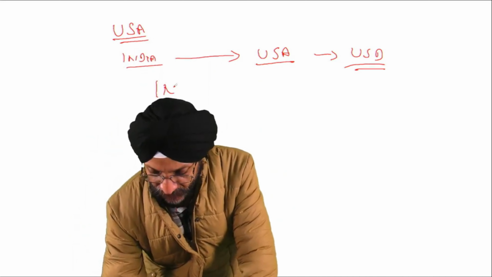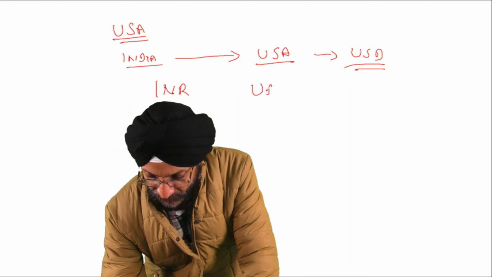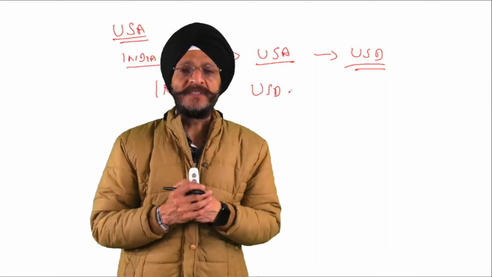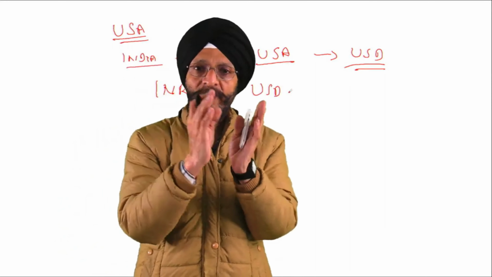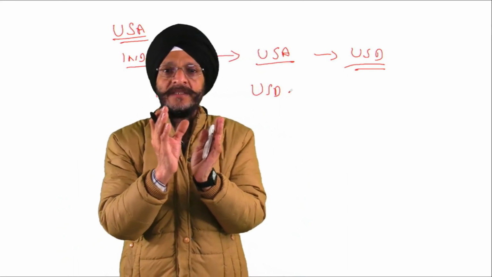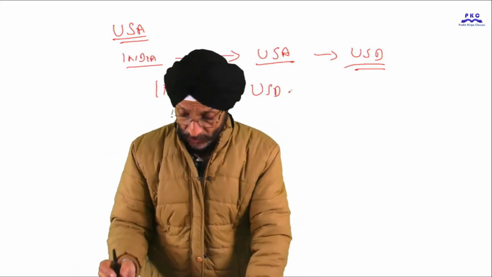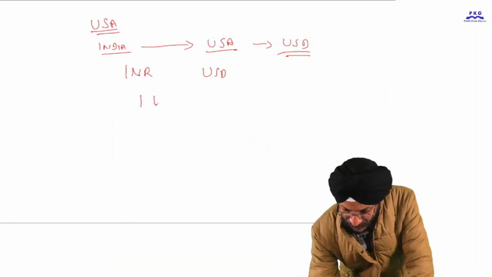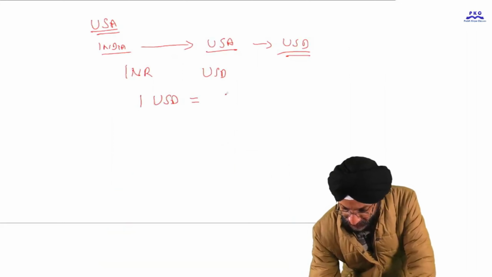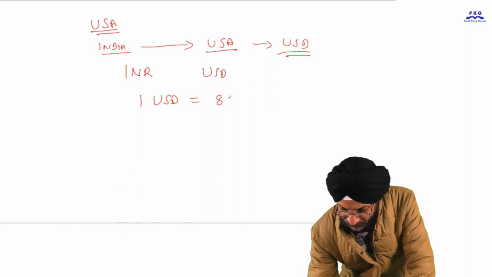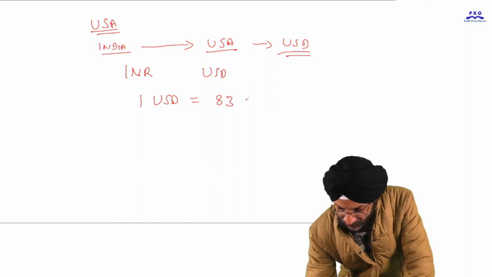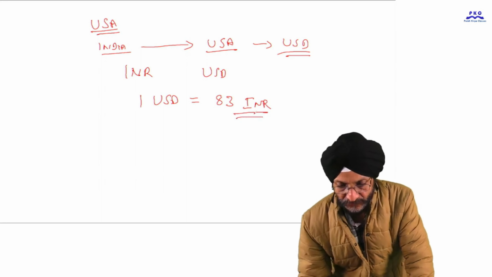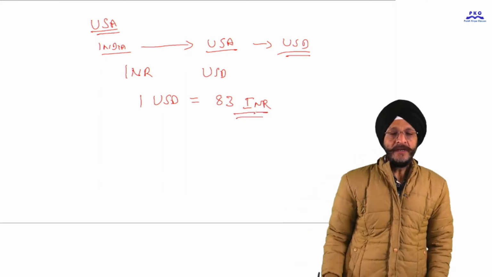When we are to purchase foreign currency, we will have to pay some Indian currency. At present, the rate of one US dollar is about rupees 83 Indian rupee. It is approximately.